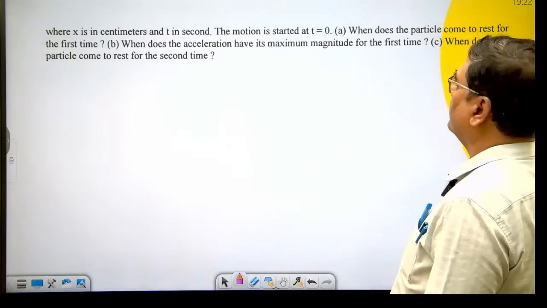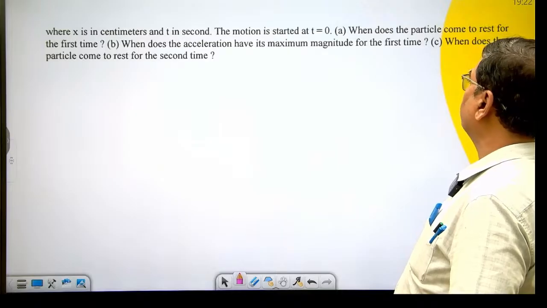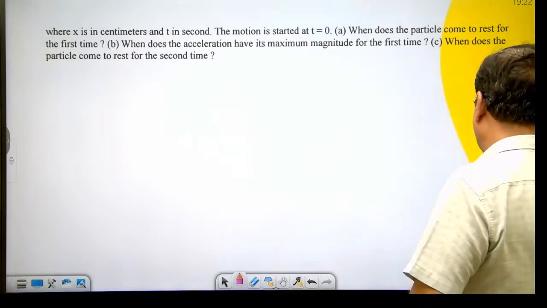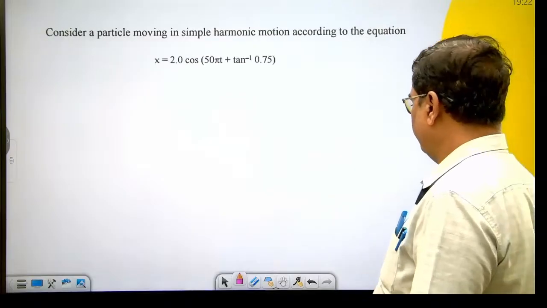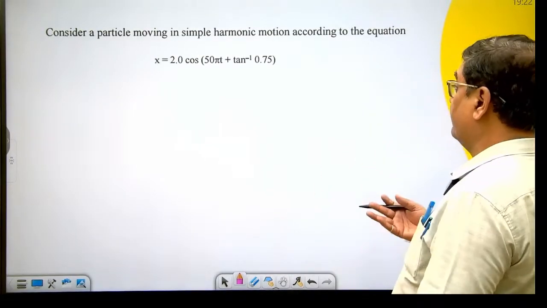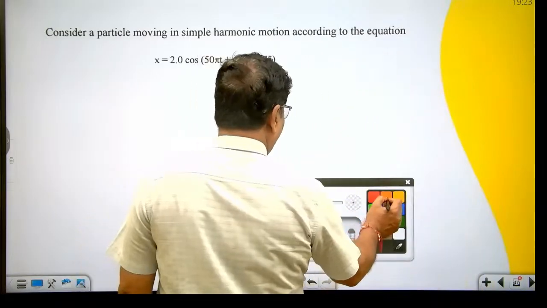When does the particle come to rest for the first time? When does the acceleration have its maximum magnitude for the first time? When does the particle come to rest for the second time, okay? So dear student, here we need to find the first time of maximum velocity, maximum acceleration, all these things. Very simple question.